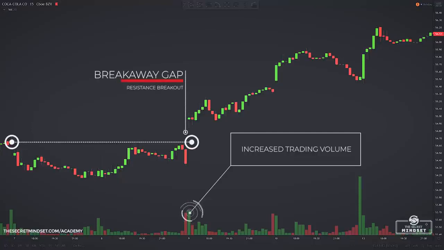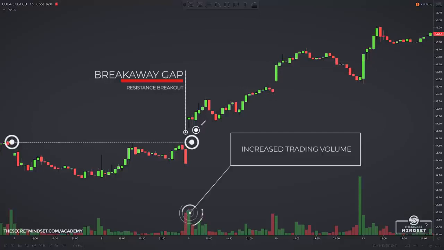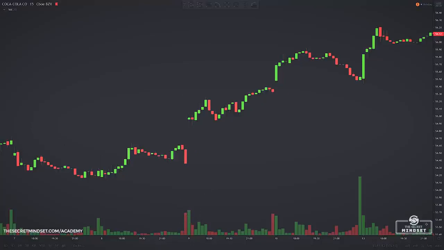The point of the breakout now becomes the new support if an upside breakout, or a resistance if a downside breakout. Usually, this type of gap is associated with good volume and won't be filled soon. So filling a breakaway gap might take a long time. It's better to go with the fact that a new trend in the direction of the stock has taken place and trade in that direction, not against it.